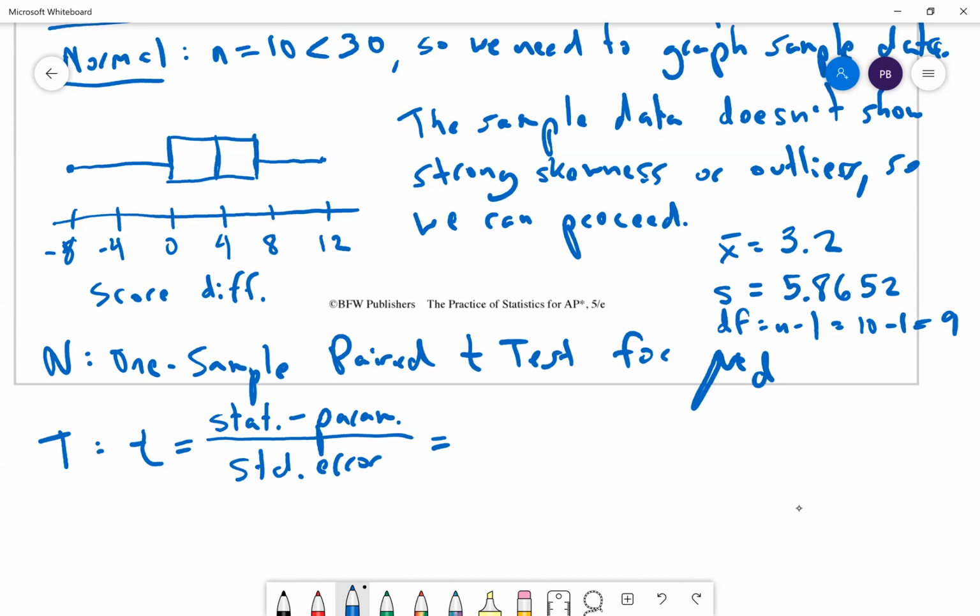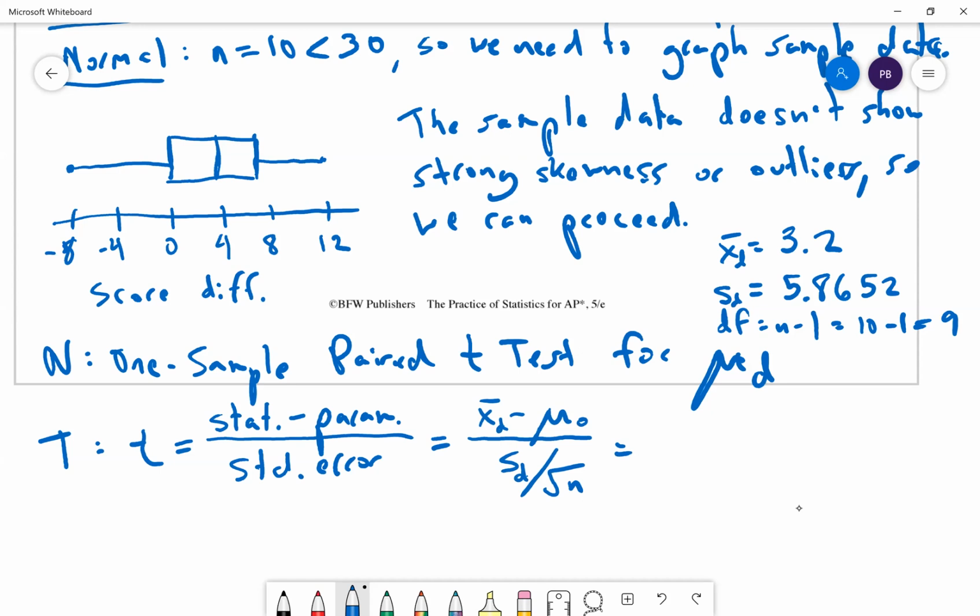Let's go ahead and fill in this formula. So our statistic is x bar. Our parameter, remember, when we conduct these calculations, we always assume that the null hypothesis is true, and our parameter is just the null value, mu sub 0. And our standard error, we can get that formula from the formula sheet. It's just S. In this case, we're looking at the differences, so let me add that D subscript just to indicate that we're looking at the differences here, over square root of n.